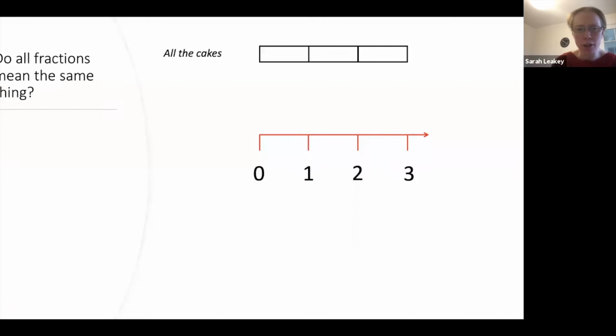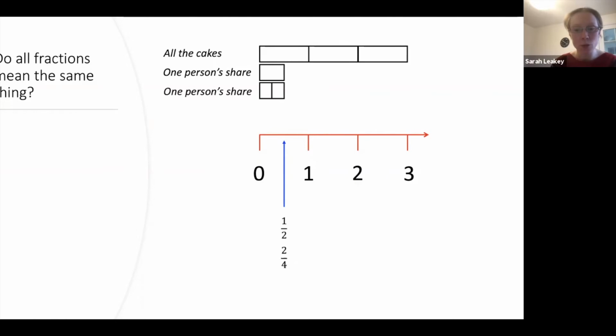So if we look at that on a number line, for example, if this represents all 3 cakes, then one person's share, someone described that as 1/2. That's where that sits on a number line. Someone else described that as 2/4. That also sits in the same place. And somebody else described that as 3/6, which also sits in the same place. So how much do our pupils understand about this idea that these 3 different fractions that look different actually represent the same number?